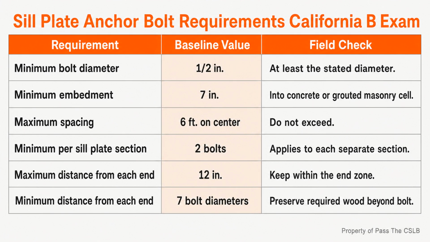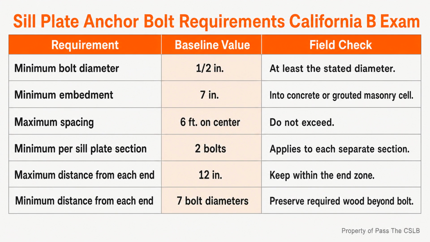The bolt must extend at least 7 inches into concrete or into a grouted masonry cell. Along the sill plate, bolt spacing cannot exceed 6 feet on center. Each individual sill plate section needs at least 2 anchor bolts, even when the section is short.